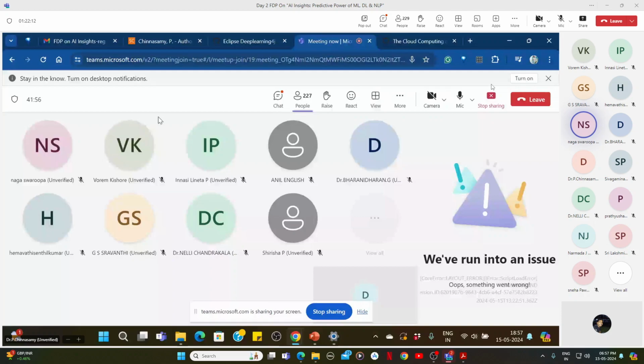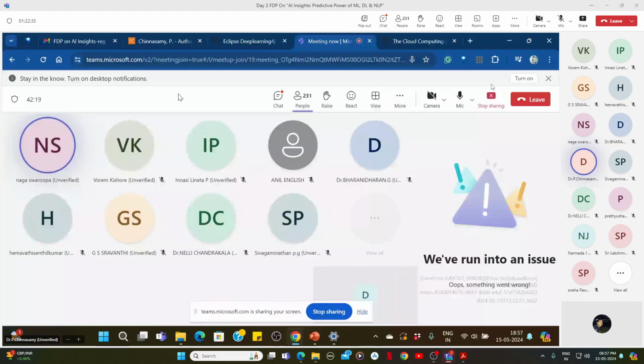Yes, sir. It means we have to consider only the dimensions of that particular object? No, it depends on our processing, on our project. It may vary. Okay, thank you. Any more doubts from another participant? Or else we'll continue with the next one.